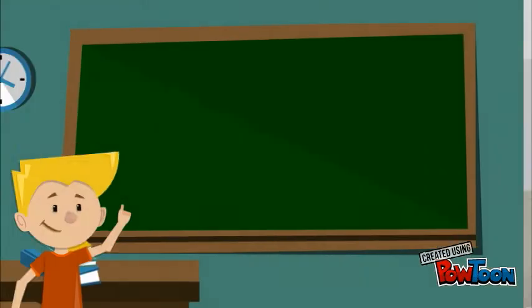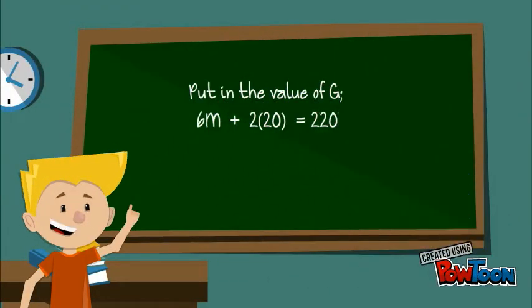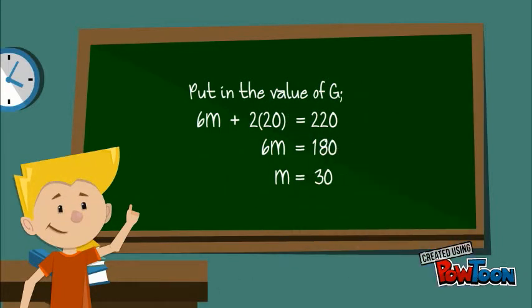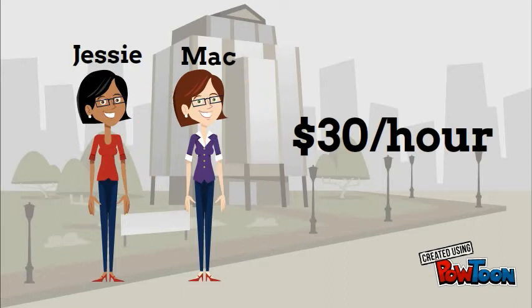And if we solve for M, 6M plus 2 times 20 equals 220. Rearrange the equation so that we'll have M as the subject, and we should get 6M equals 180. Now let's divide 6 on both sides. M equals 30. Therefore, Mac receives $30 per hour. And since Mac and Jesse receive the same pay rate, Jesse also receives $30 per hour.